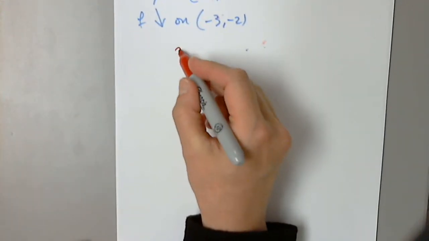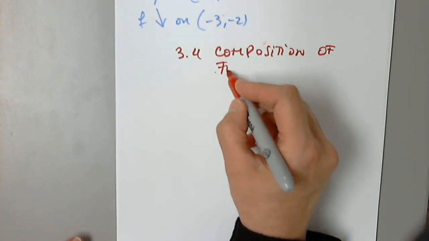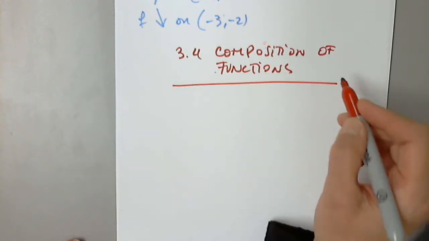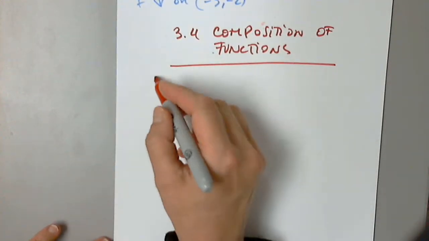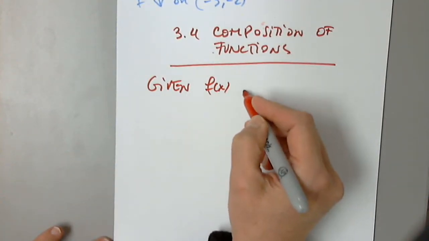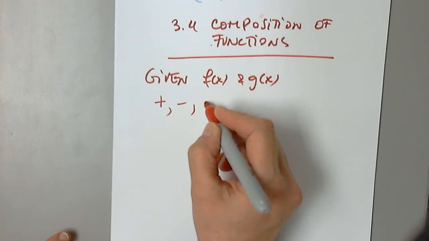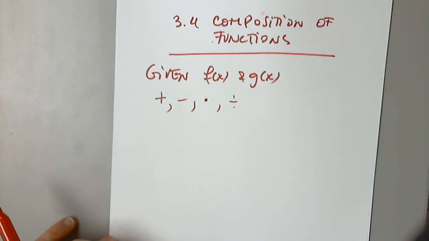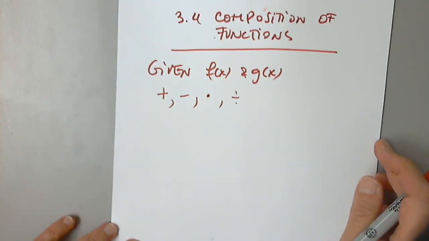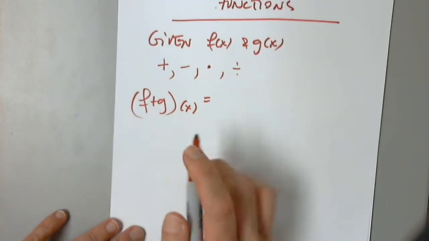of functions. That's section 3.4. So from functions, we can create new functions. Given f of x and g of x, we can create the sum, the difference, the product, and the ratio. So sum, difference, product, and quotient of these functions to create new functions. And we have special names that are very self-explanatory.